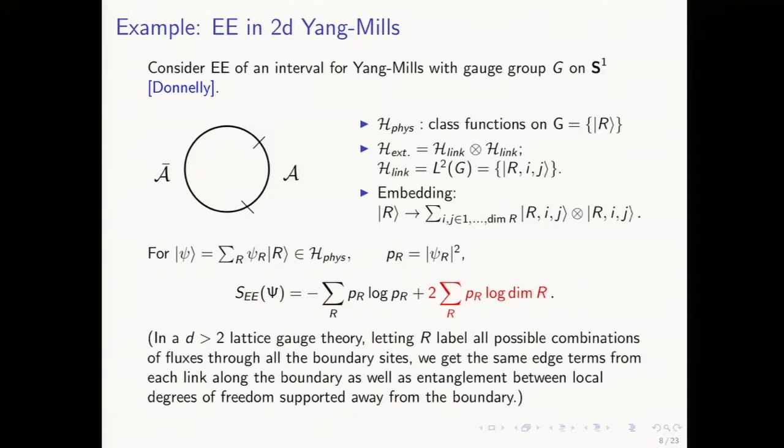So once we have this embedding, we can take the most general state of our physical Hilbert space and compute the entanglement entropy in this prescription. So I just wrote down the answer here. If you do this computation, you see that it is the sum of two terms. The first is a Shannon entropy for the probability distribution over the representations. And the second term, which only shows up in non-abelian gauge theories and will be the hero of the story, is this term that measures the dimension of the representation, so the entanglement between these surface charges that we added to the ends of the intervals.